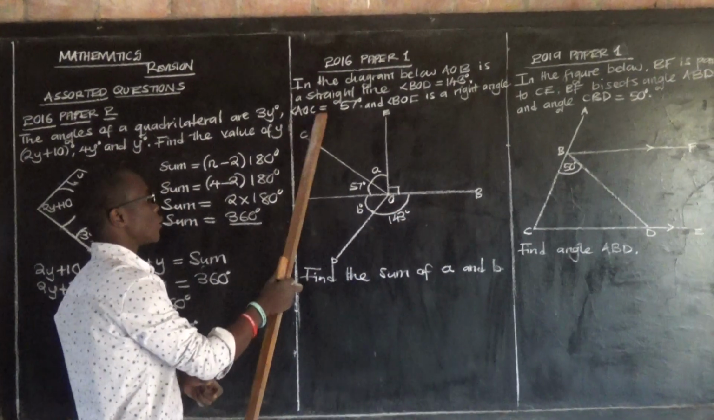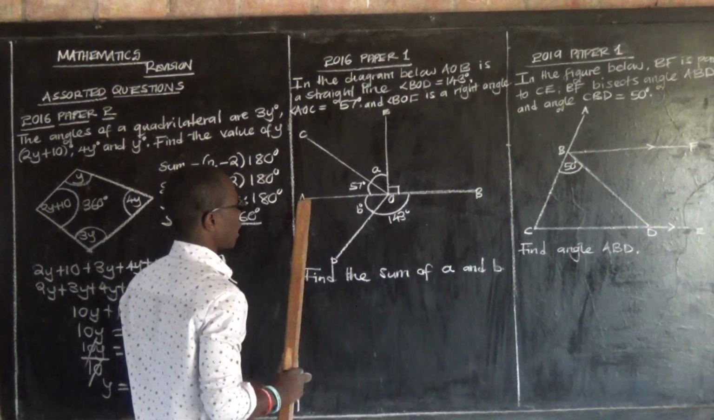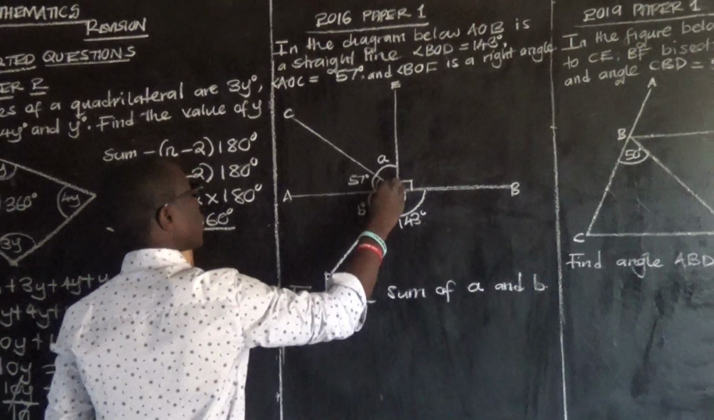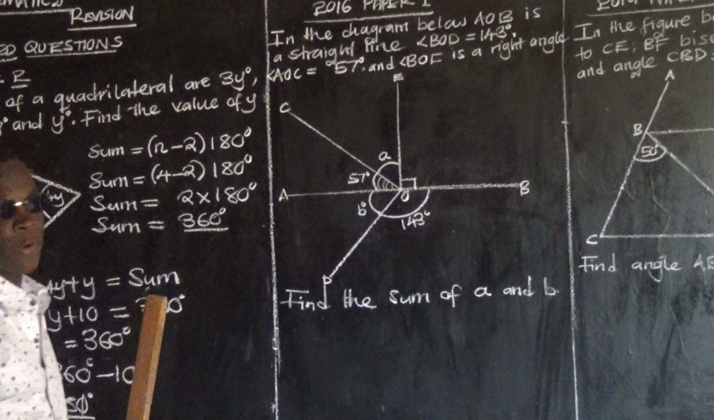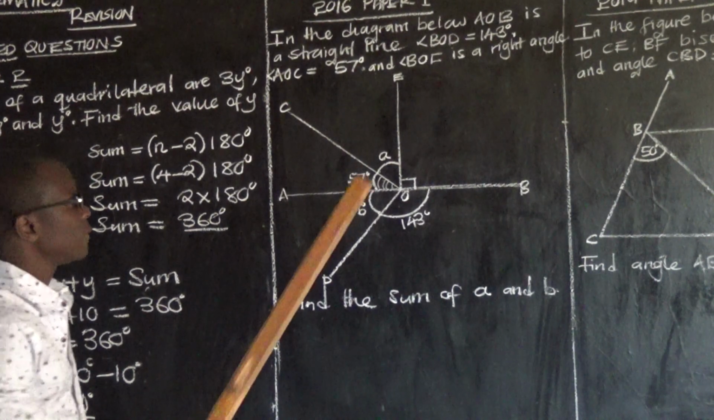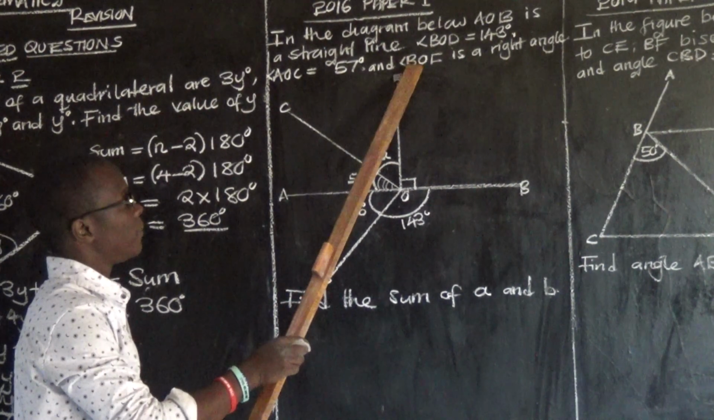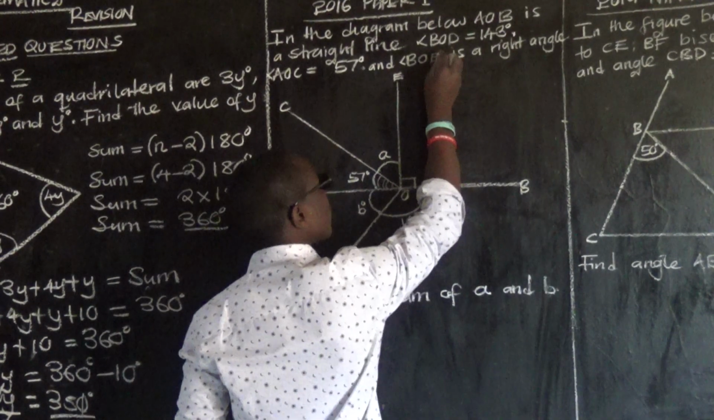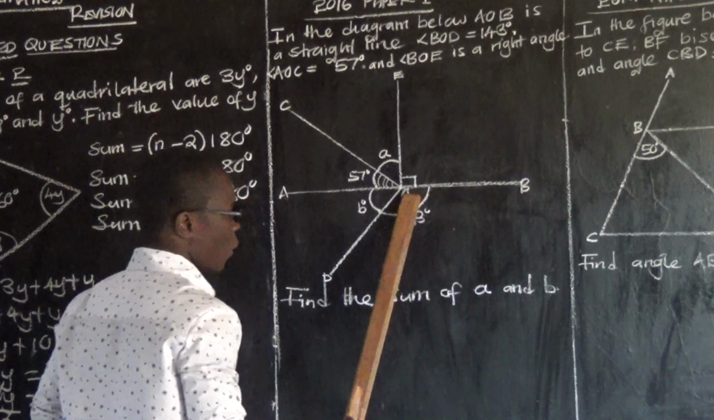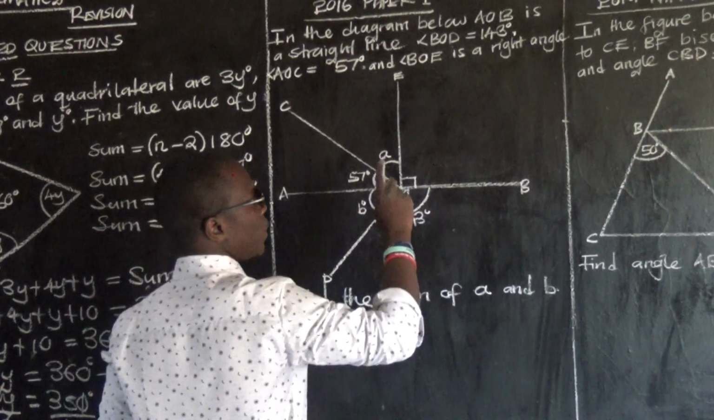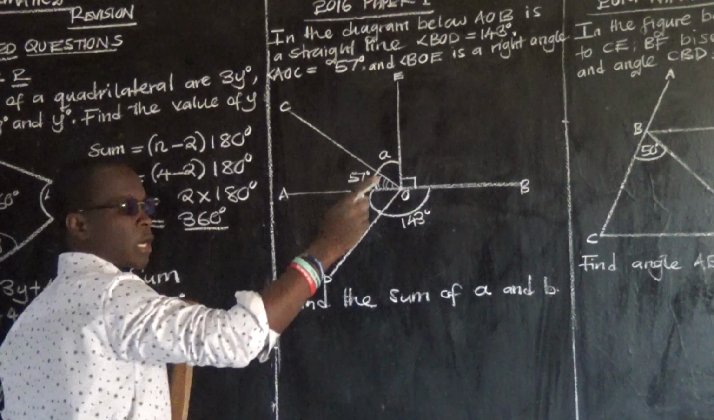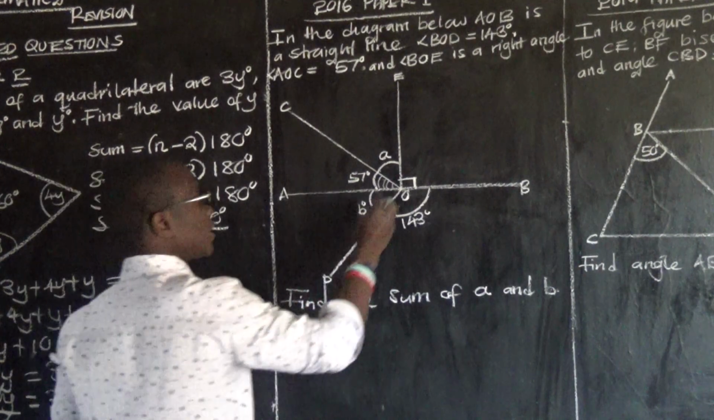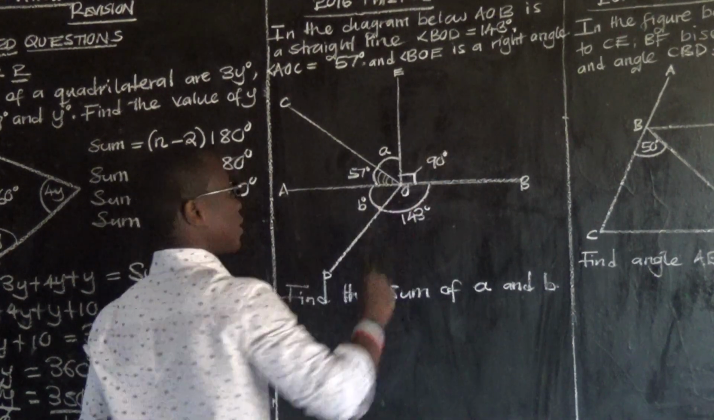Then angle AOC, where is A? AOC, this angle. This angle is what, guys? 57. Are we together? And angle BOE. This one's supposed to be E, sorry. BOE is 90 degrees. When they say BOE is a right angle, it means 90 degrees. So we have 90 degrees. This is 90 degrees. Are we together, guys?